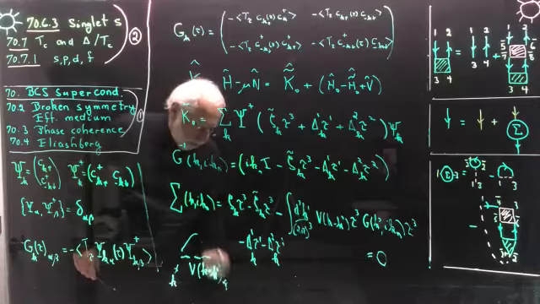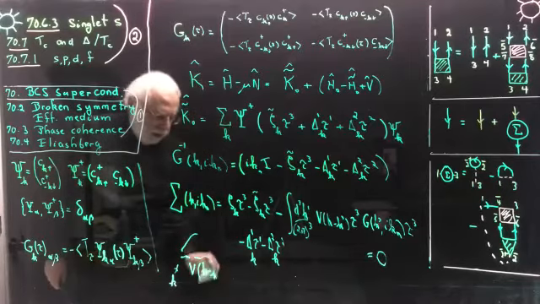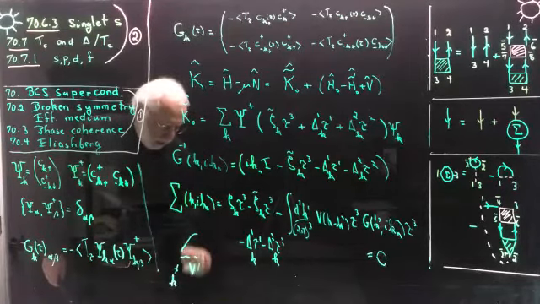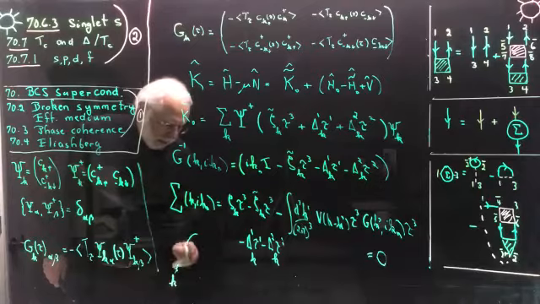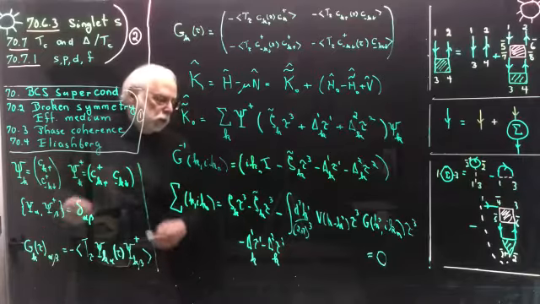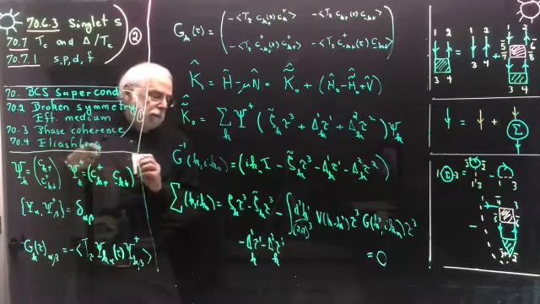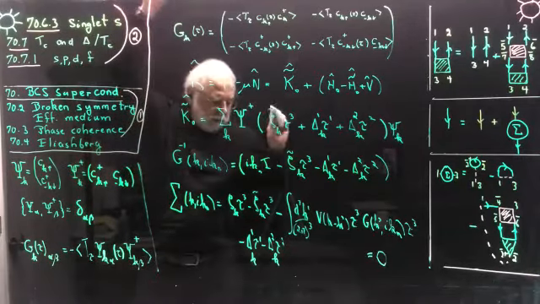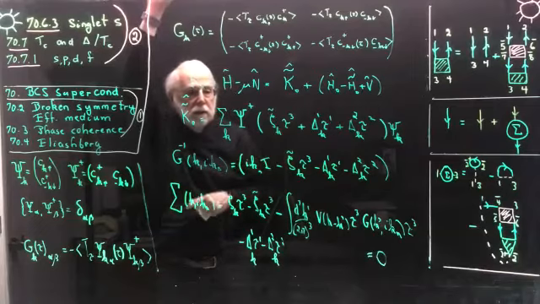But I need the Green's function. And the reason I use this Pauli matrix formalism is that it's easy to invert the Pauli matrices. So I'll show you the trick. Is that clear?